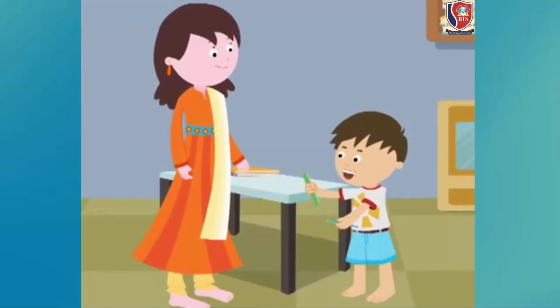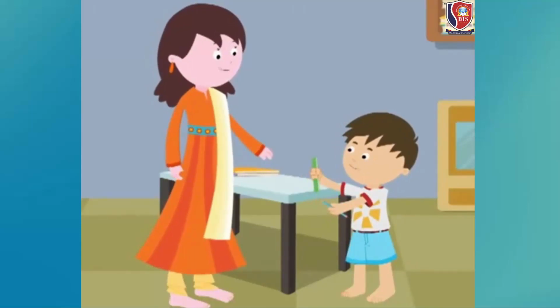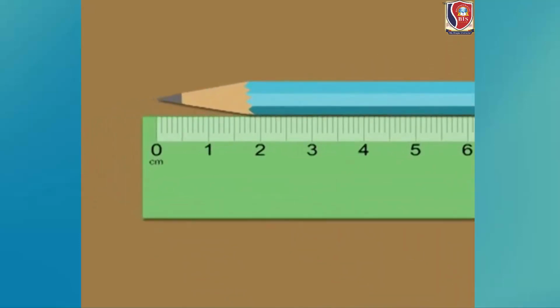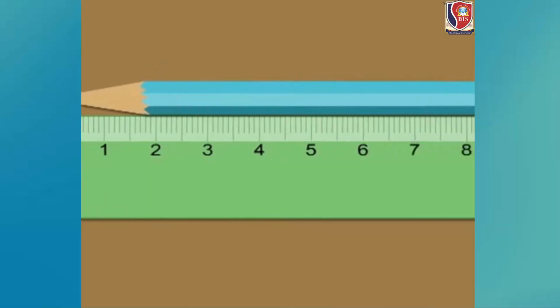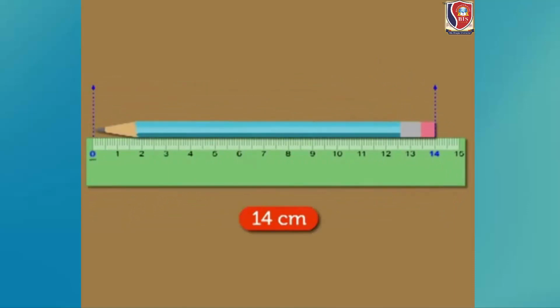Mom, can I measure the length of this pencil with this ruler? Yes, of course. Let me show you how. Keep the pencil on the table. Keep the ruler beside it. You have to take care that one end of the pencil coincides with the 0 mark of the ruler. Now look at the other end of the pencil. Can you tell me which number it coincides with on the ruler? 14. So its length is 14 centimeters.